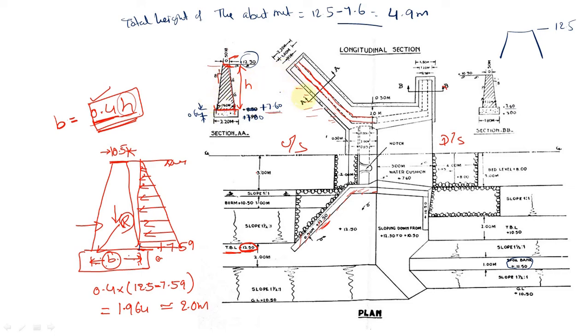Okay, so the section AA. Here the foundation for the whole structure will be at the same elevation, that is at 7.6 meters. This abutment is also at the same elevation, right? So go with the top levels, same section at section AA, and at the abutment also the section is the same. It depends upon the height of the wall.